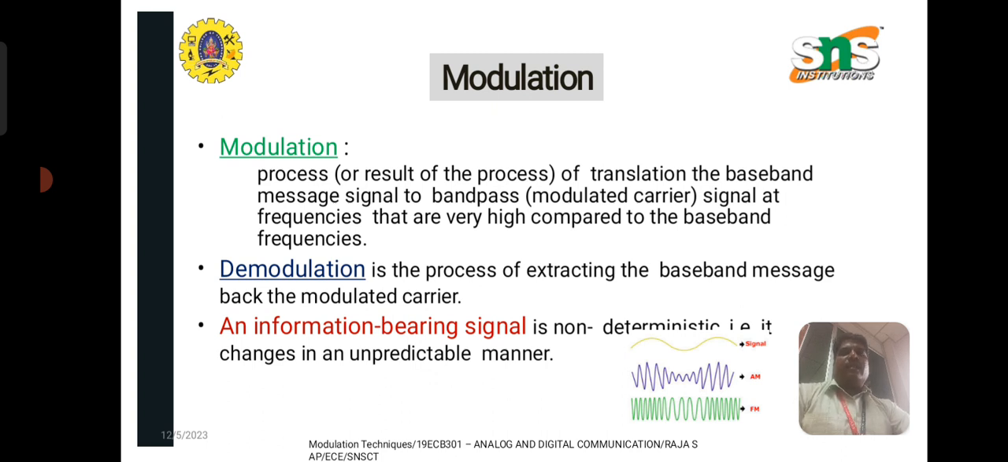So modulation is the process of translating the baseband message signal to a bandpass signal at frequencies that are very high compared to the baseband frequency. Demodulation is the process of extracting the baseband message back from the modulated carrier. An information bearing signal is non-deterministic, it changes in an unpredictable manner.